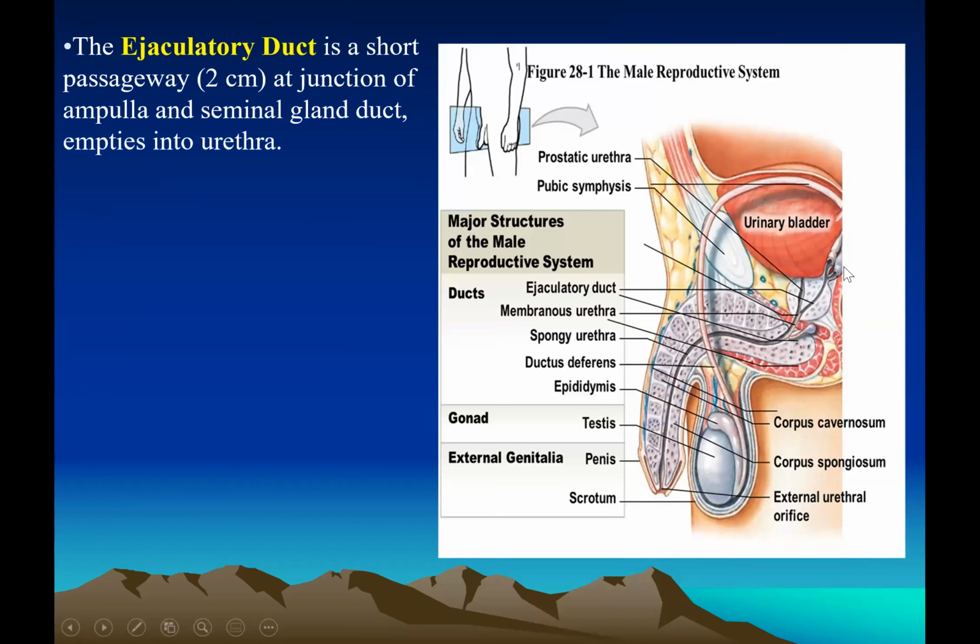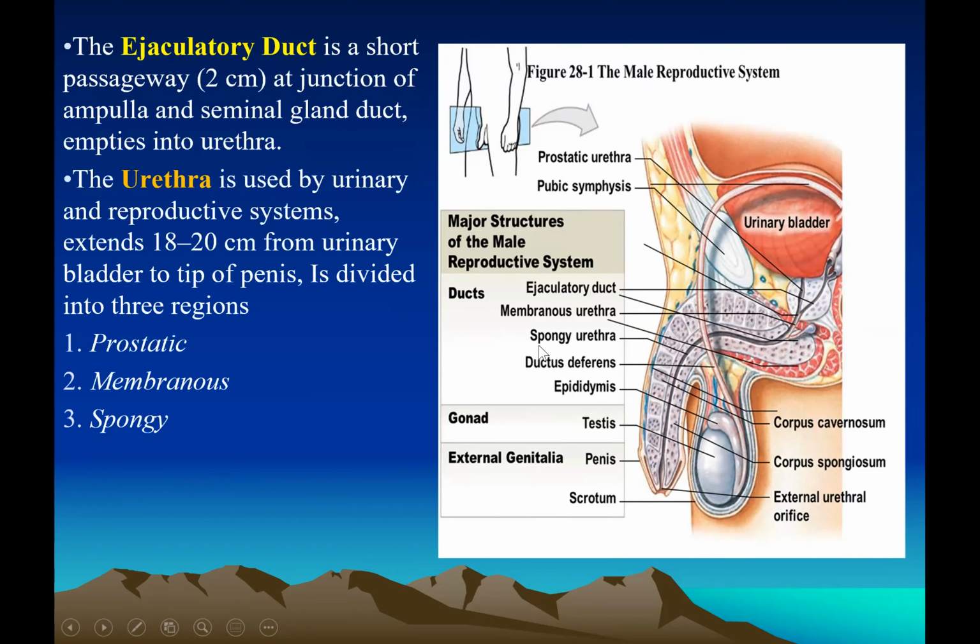The ejaculatory duct from the ampulla is only about 2 centimeters long. So this is the junction that I told you about. The ejaculatory duct and the urethra will join together here. The urethra travels through many parts of the penis. The part that travels through the prostate is called the prostatic urethra. Then it is the membranous urethra, and then the penile urethra. So the urethra has 3 regions.